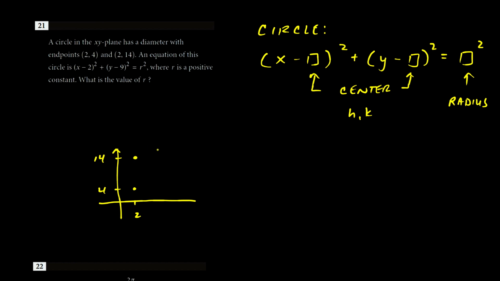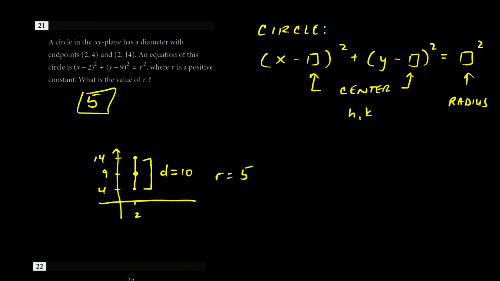Now, if those are endpoints, and we have a straight line, we can see, okay, that's the actual length of our diameter. We can also notice, if we needed, what the center is going to be: it's going to be over 2, up 9, right? That's halfway, so there's our center. So our distance here from 4 to 14, that's our diameter, is equal to 10. So the radius is simply equal to 5.